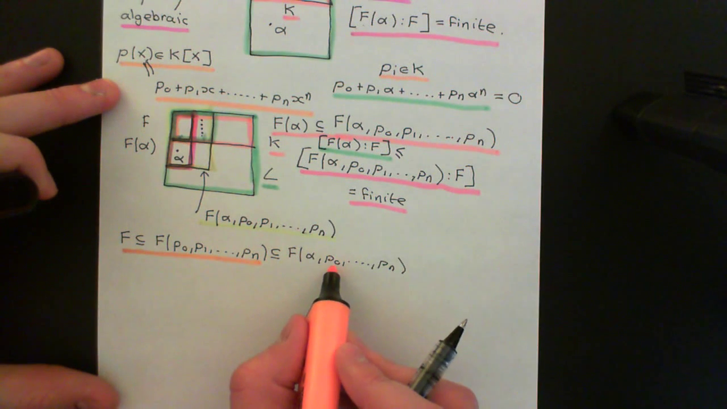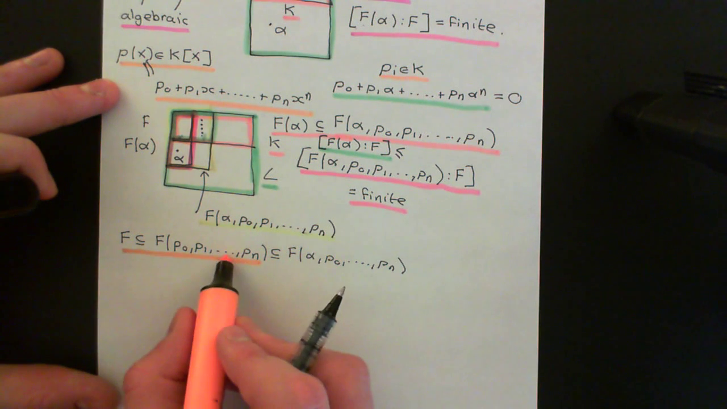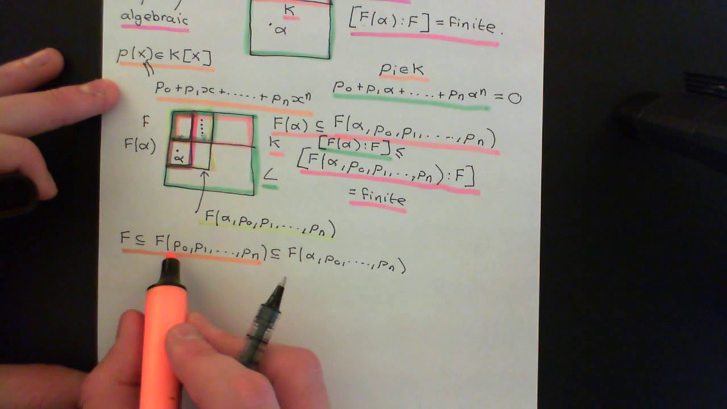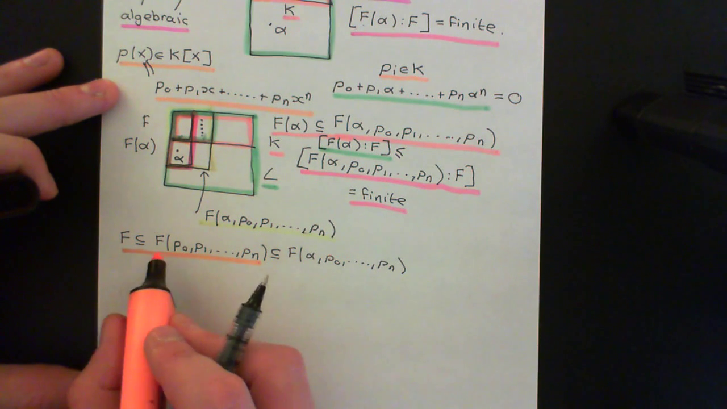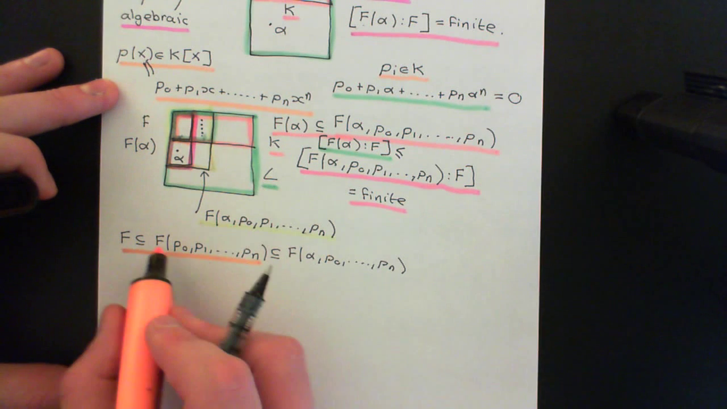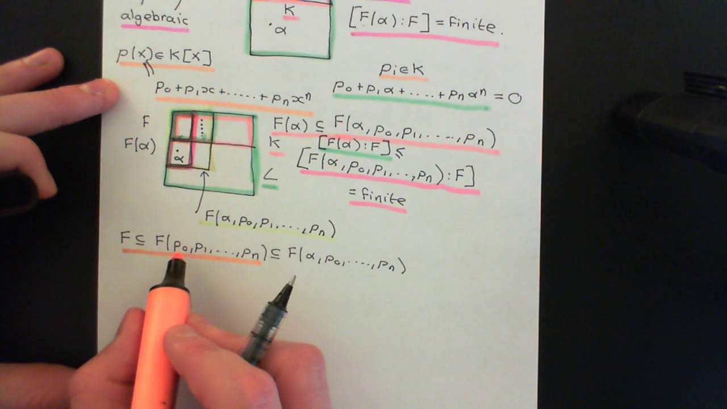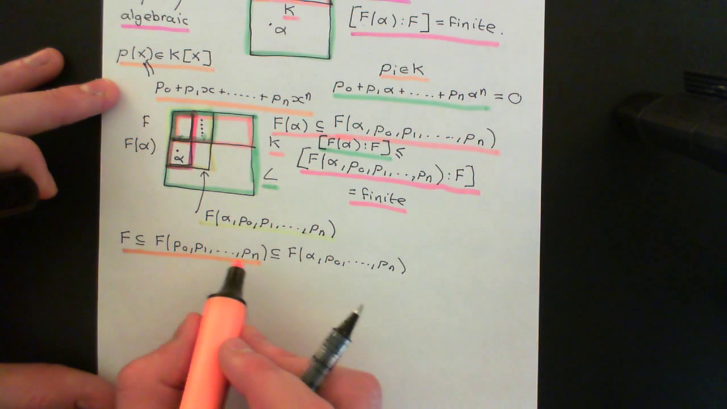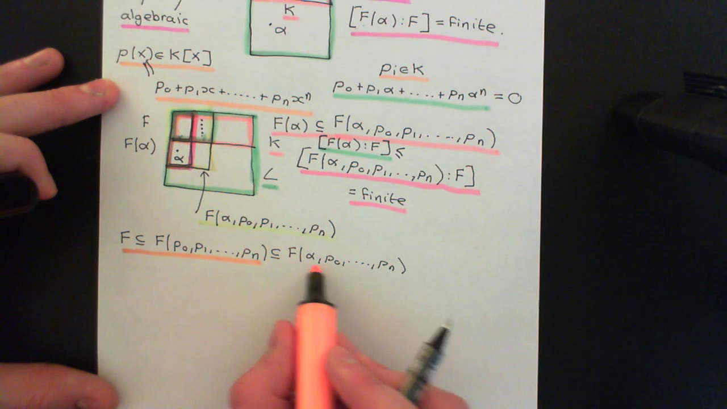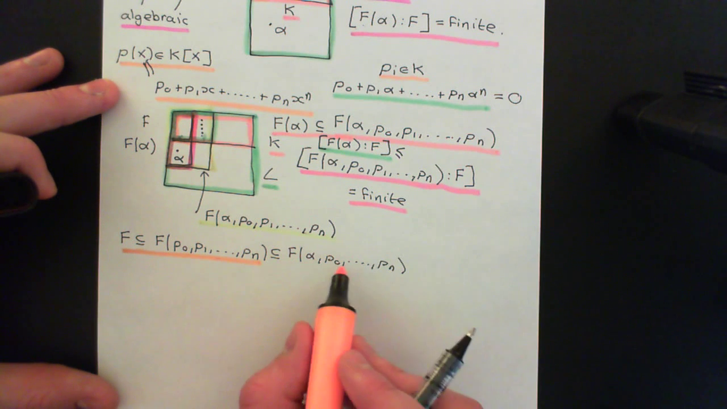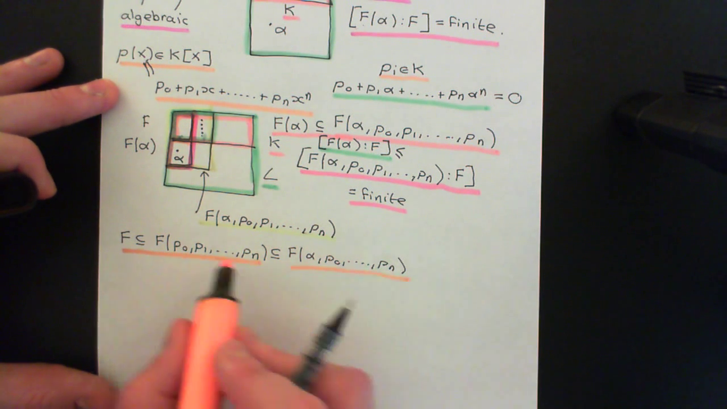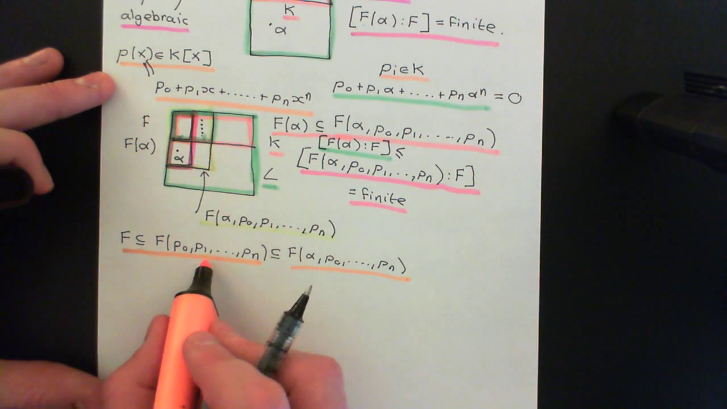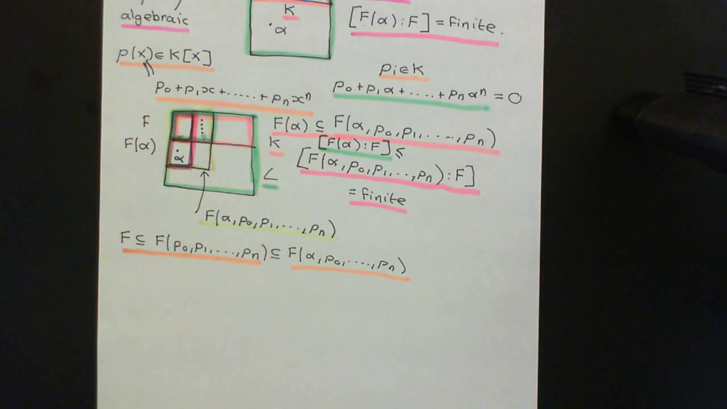It's also going to be contained in this, because remember, what's the definition of this? This is the intersection of all of the field extensions of F, the subfields of L, which completely contain F and contain all of these elements P0, P1, all the way up to Pn. This is a subfield of L that completely contains F and contains all of those elements, so it's one of the things that will be intersected together to make this. So indeed this is going to be contained within this.